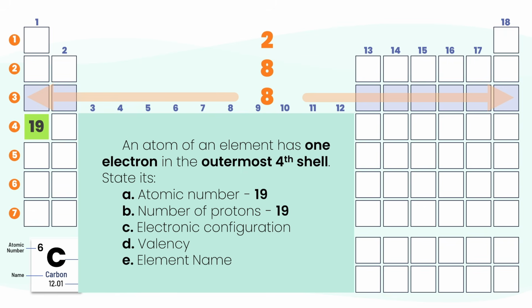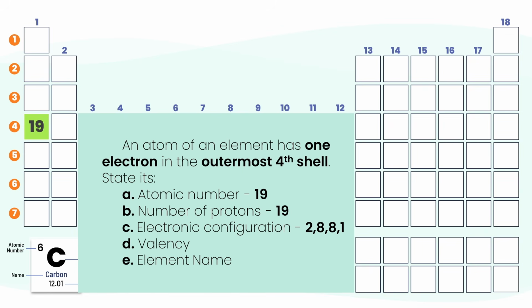So after filling periods 1, 2, and 3, we've used up 18 electrons. That leaves us just 1 electron for the fourth shell, which means the configuration is 2,8,8,1. This shows us exactly how electrons are arranged and confirms it's in period 4 with 1 valence electron.